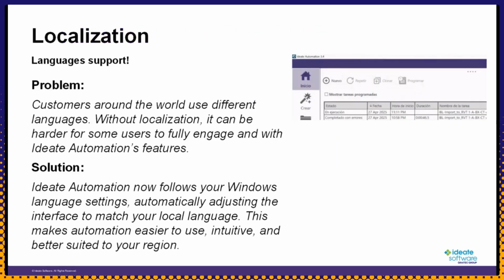In the latest version, we've added localization. This means Ideate Automation now automatically matches your Windows language settings, so the interface appears in your preferred language. This is all in the effort of making Ideate Automation easier, more intuitive, and better suited for users around the world.